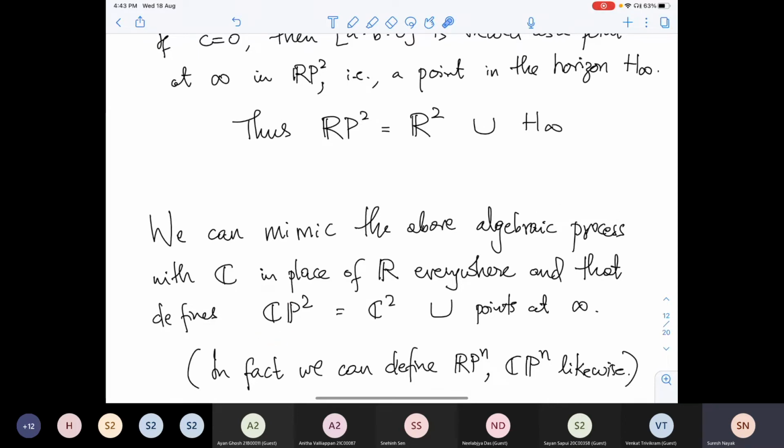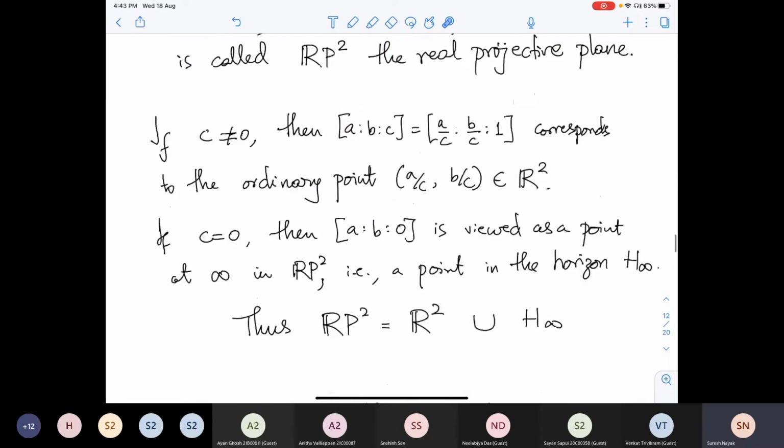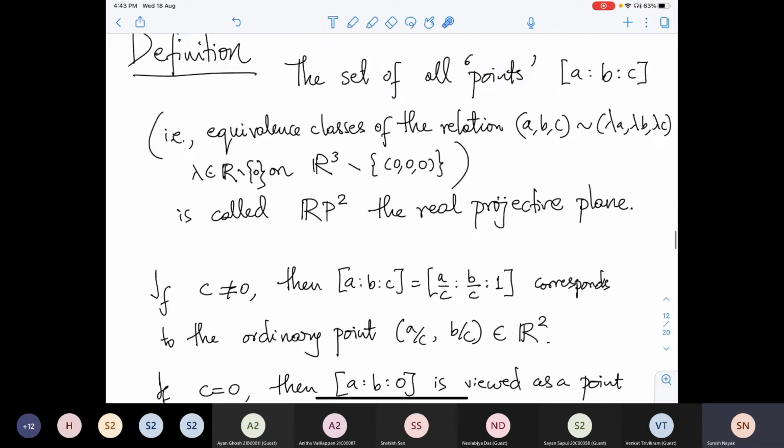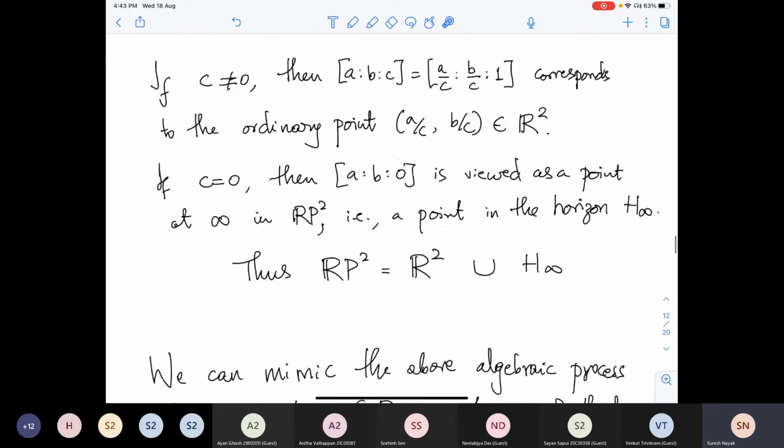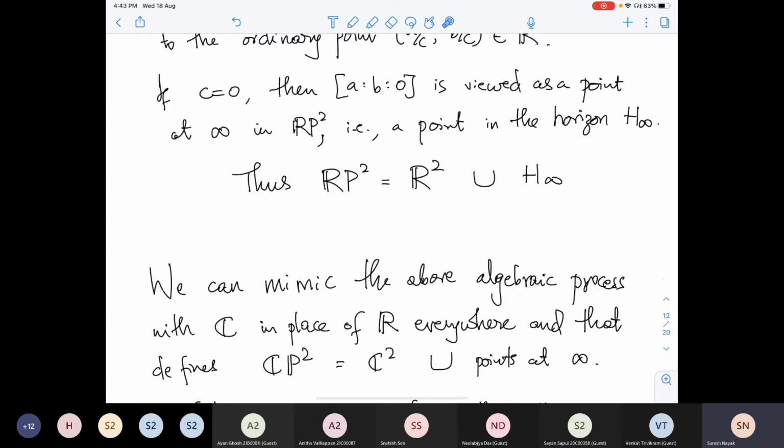And what will be CP2? CP2 will be all triples of complex numbers, modulo equivalence classes where lambda is in C minus 0, the non-zero complex numbers, acting on C3 minus (0,0,0). So you look at all such triples. That will be CP2. And CP2 will again be a union of the usual C2 and the usual points at infinity.